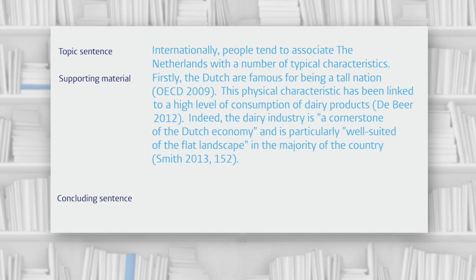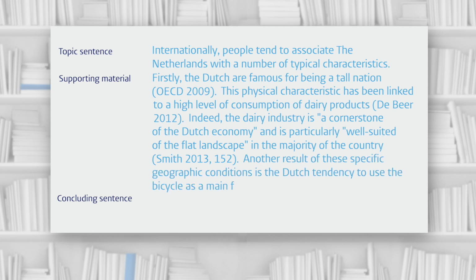The prevalence of bicycles and cycling infrastructure is a further standout feature of the Netherlands, and I was able to do some research on this, which again found connections with the landscape. Another result of these specific geographic conditions is the Dutch tendency to use the bicycle as a main form of transport. I've mentioned a number of characteristics here. Now I'm going to conclude the paragraph.